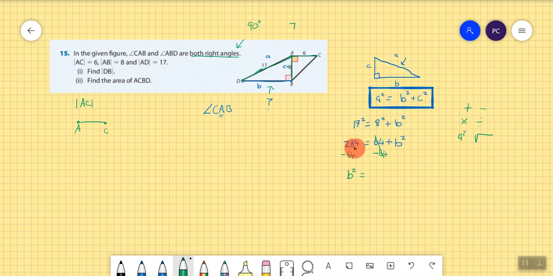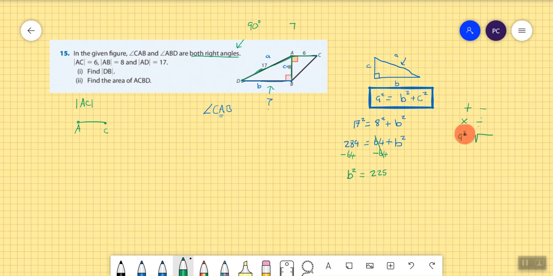So 289 minus 64 is equal to 225. So b squared is equal to 225. We're nearly there. We just need to get rid of this power.